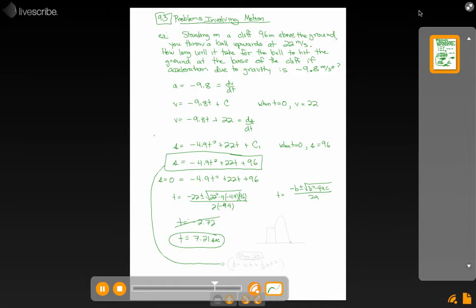It just means if you had a parabola that described this motion, and you went back in time down through the ground, you'd have another place where it hit 0, but it doesn't really relate to the real life situation. But this other answer does, and the answer is that it takes about 7.2 seconds for this ball to hit the ground if you throw it up at 22 meters per second off a 96 meter cliff.